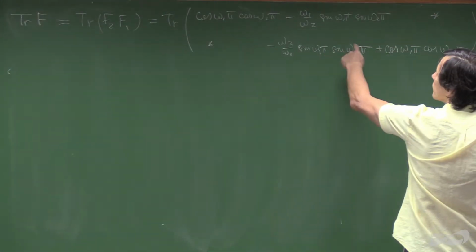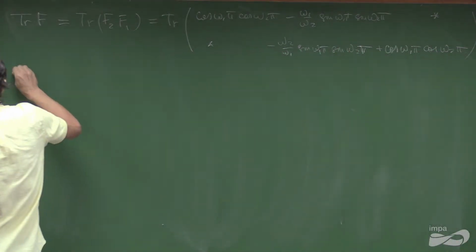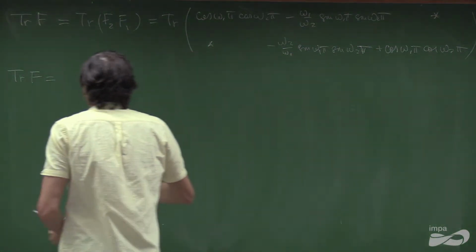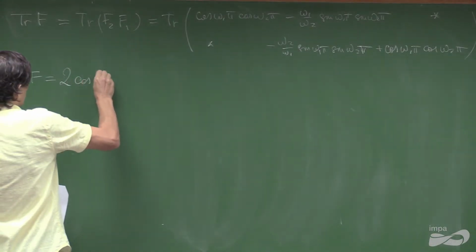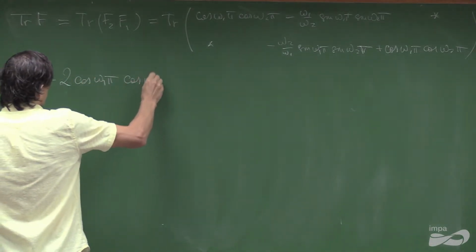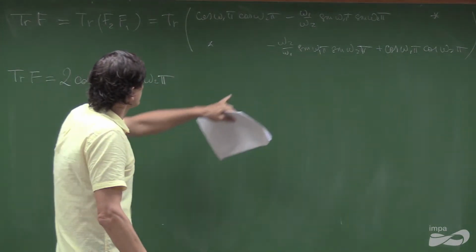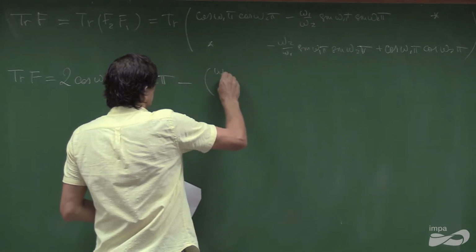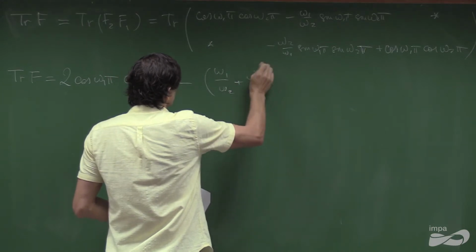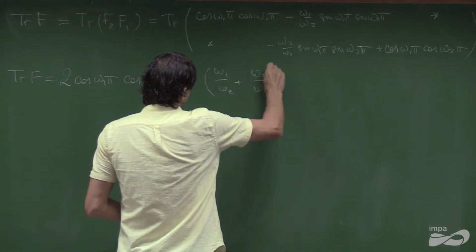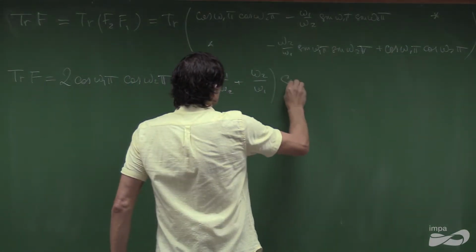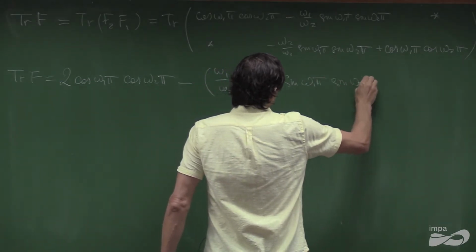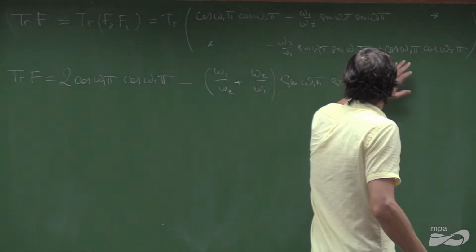So then we take a sum. So this term is the same as that, so it's just twice. And then it will be minus, with these prefactors, which are different, right? So it's omega 1 over omega 2, plus omega 2 over omega 1, sine. That's it.